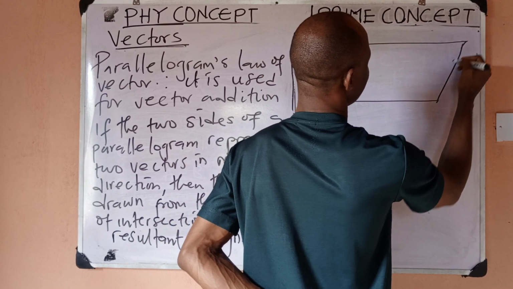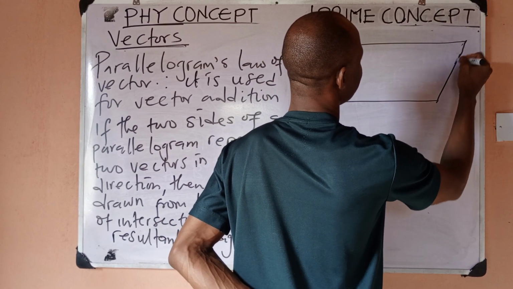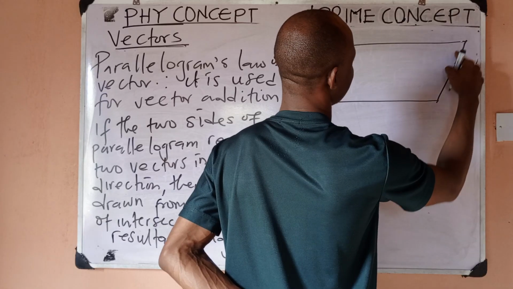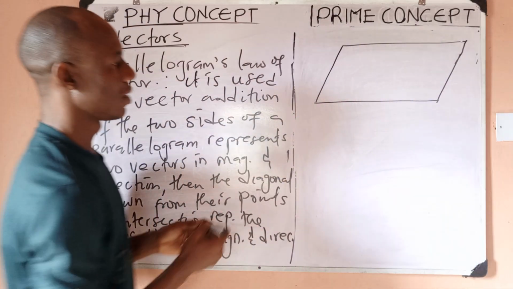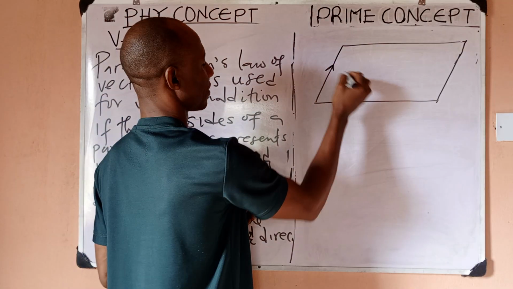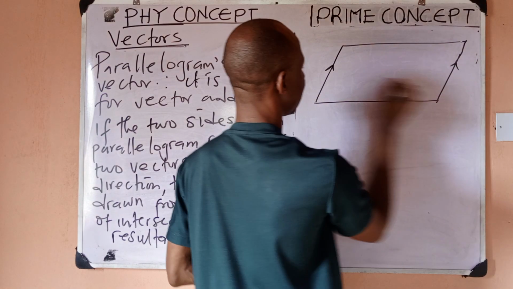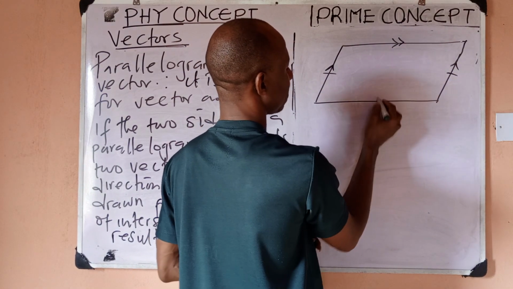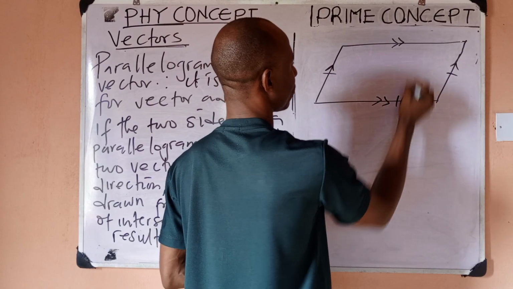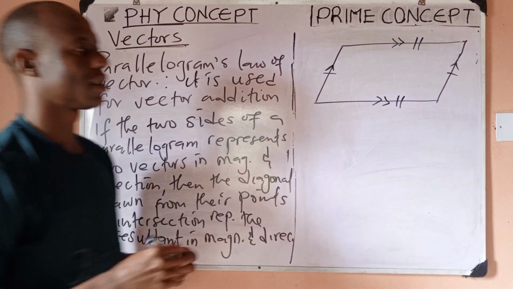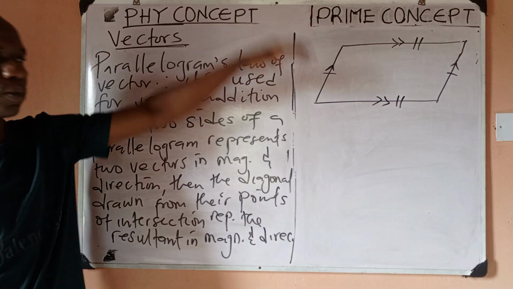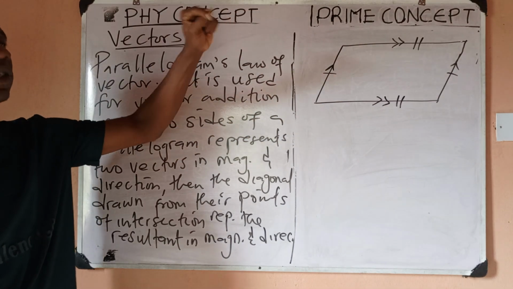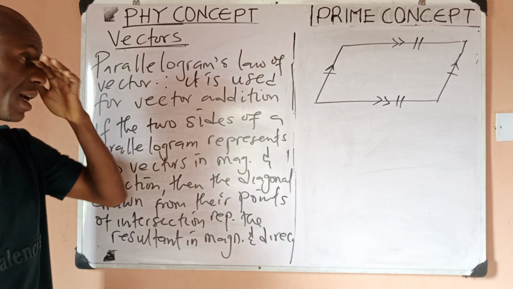Because I'm not drawing to scale, my hand may not be very straight, but this is it. So this is a parallelogram. This side is parallel to this side and they are also equal. Same way, this side is parallel to this side and they are also equal. So that is a parallelogram. The opposite sides are parallel and the opposite sides are equal.